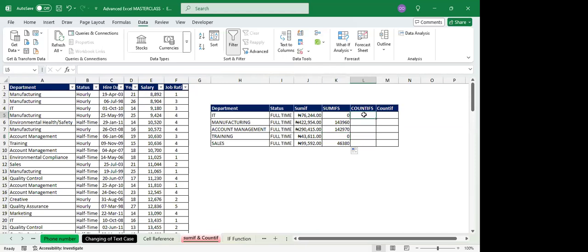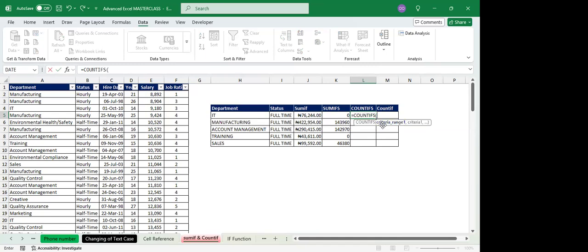So this is COUNTIFS, the same way, but this time around, I'm not doing sum, I'm doing counts. Obviously we know that this is going to be 0, because we have seen that there is nobody in the IT department that is a full-time staff. The task here is to count the people in the IT department that are also full-time staff. This is COUNTIFS, multiple criteria. We've checked it, we know that it is 0, but let's just specify it. Equals COUNTIFS.